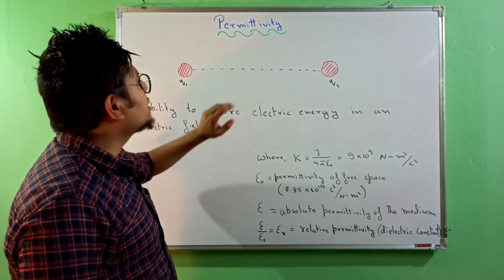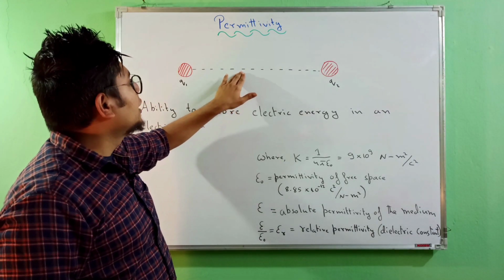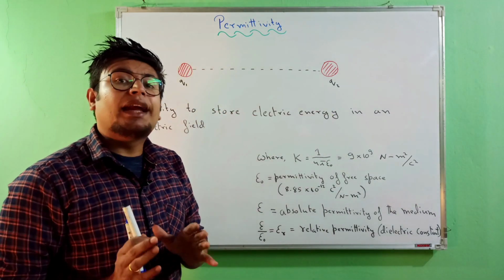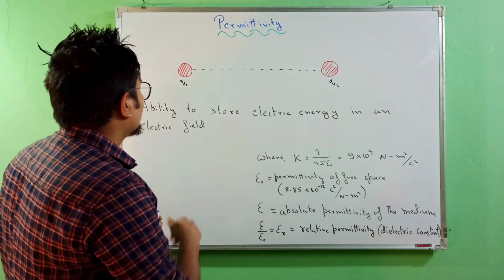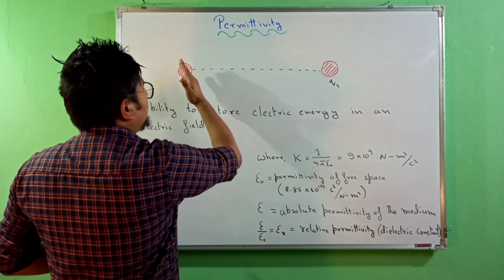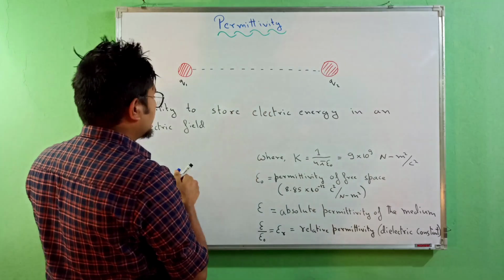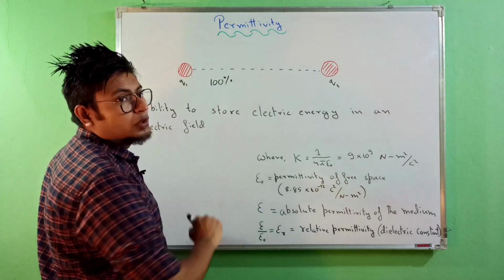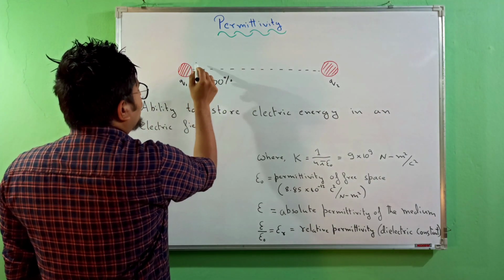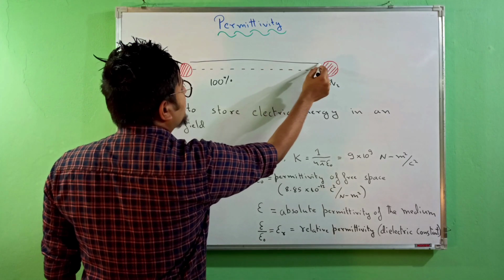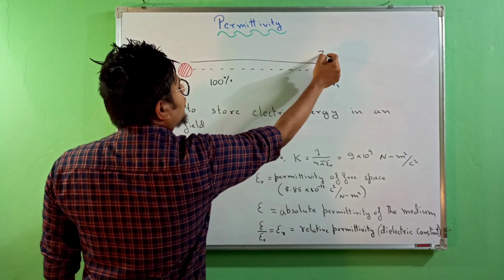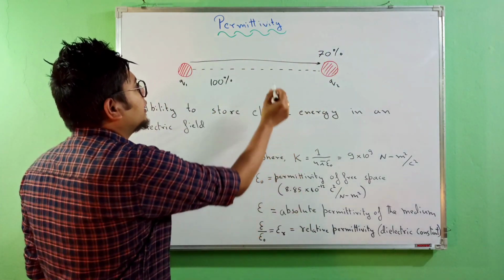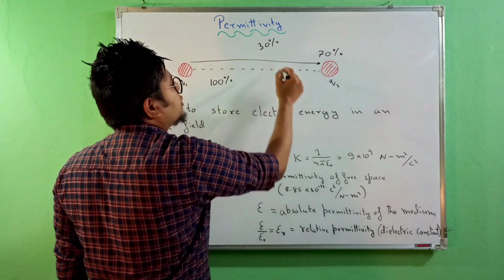That is, how much energy can this particular vacuum or this particular medium between these two charges hold. That is, suppose the energy being transferred from Q1 to Q2 is about 100% of energy being transferred from Q1 to Q2. Okay, and when it reaches from this point to this point, only about 70% of the energy is reaching Q2, whereas the 30% of the energy is lost.